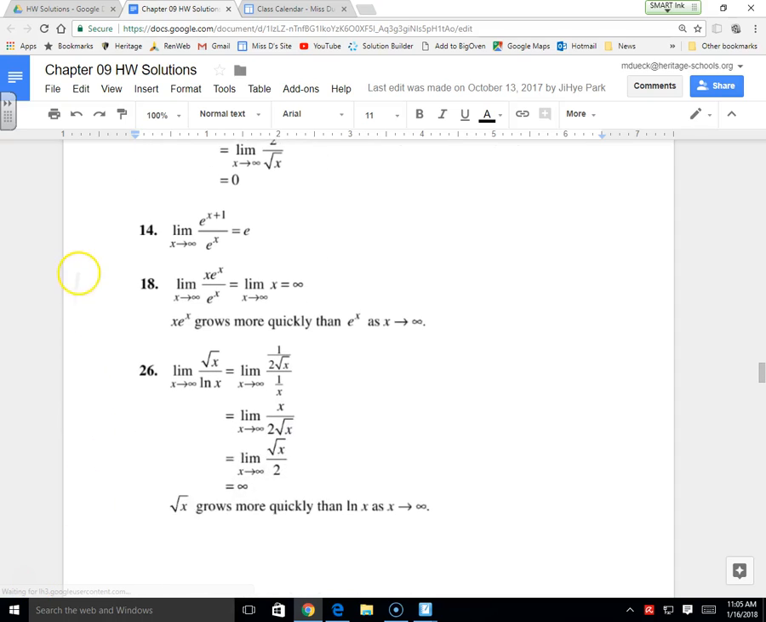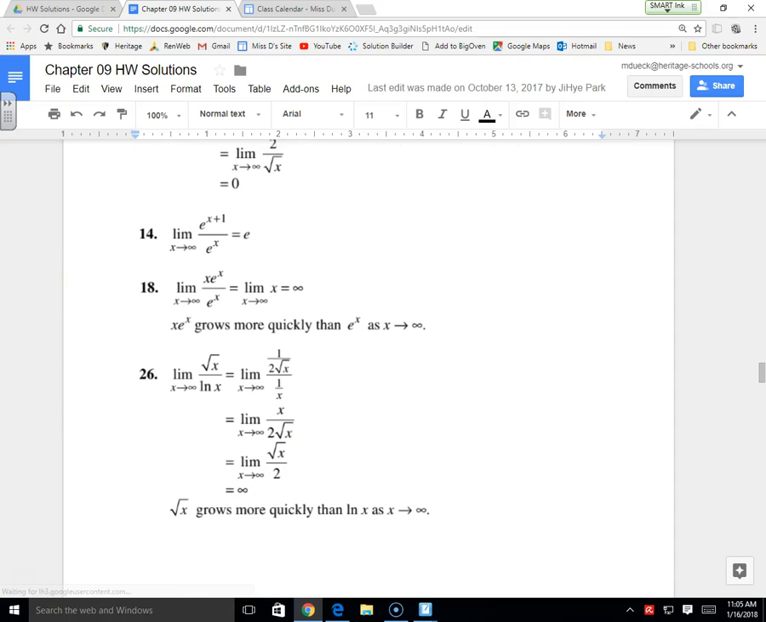Okay. Number 6 is 0. Number 14 is e, because you can just use exponent rules, right? e to the x times e to the 1, and then that reduces, e is left. Wait, I thought the directions asked to prove that e to the x was smaller. No. Same. Never mind, that is what it asked. Okay. Number 18.